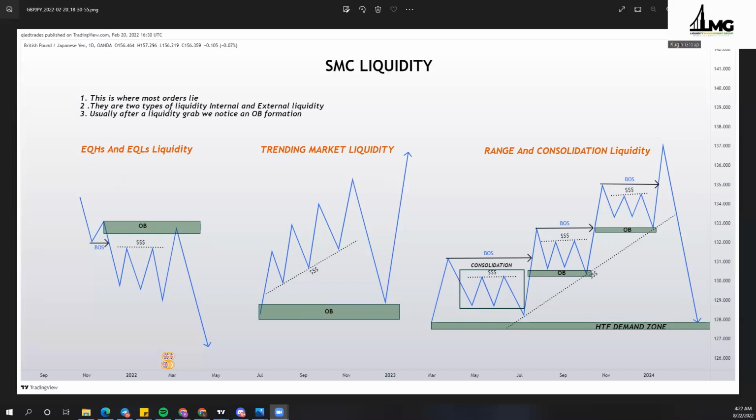Hence, this is the definition of liquidity on this image right now: this is where most orders lie. Whenever we enter the market and put our stops at a certain level, that level is going to be identified as liquidity, especially if it is based on the retail strategy. So when I say the retail strategy, what do I mean? The retail strategy is your typical support and resistance, your patterns, and your trend lines.